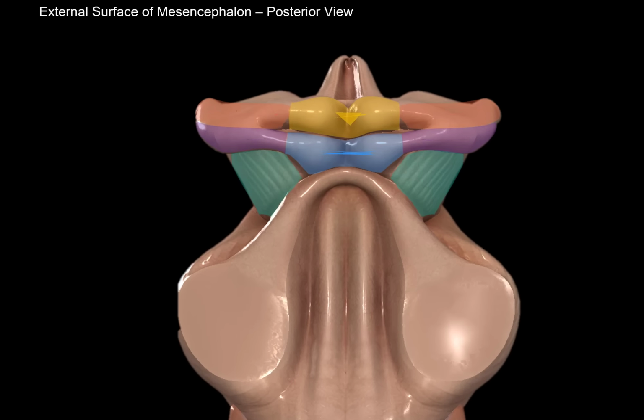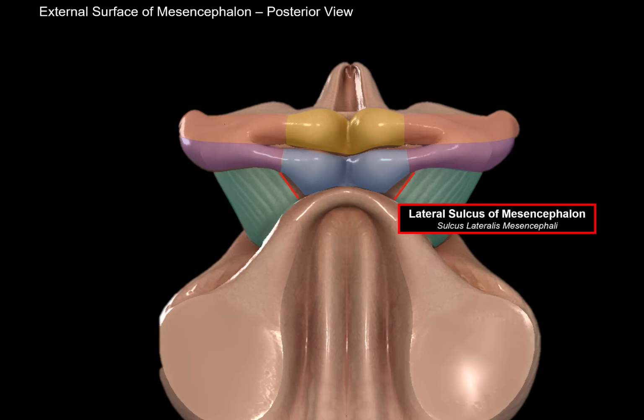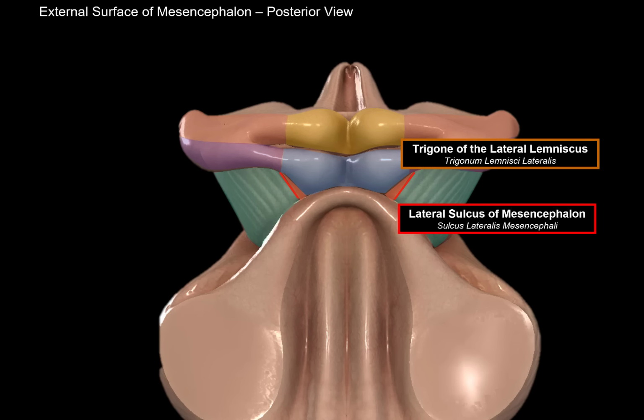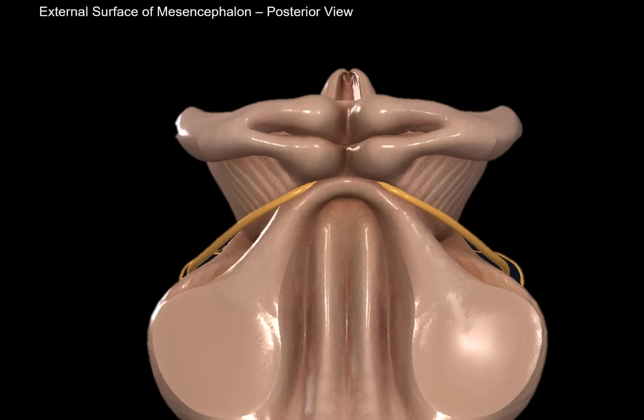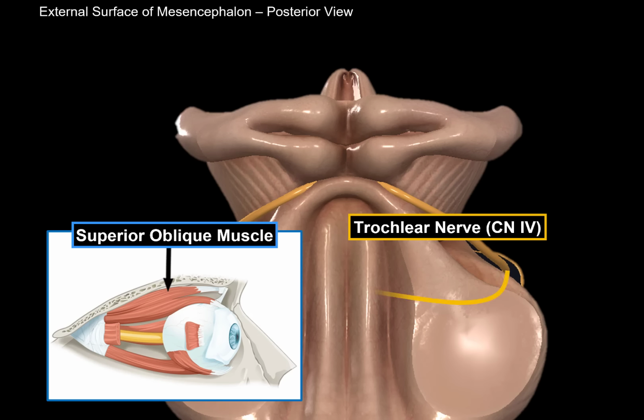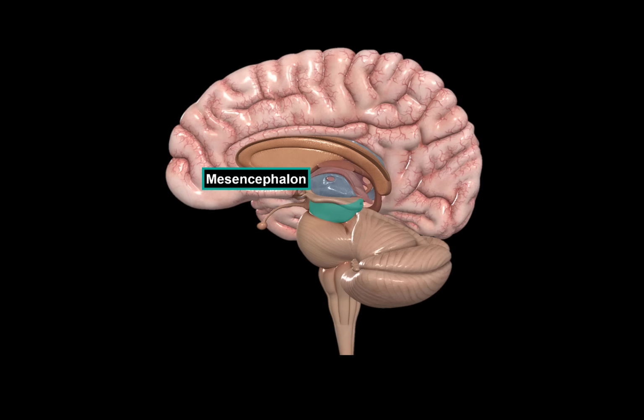Another structure you will find on the posterior surface is the lateral sulcus of the mesencephalon. This is the border between the cerebral peduncles and the posterior surface of the midbrain. Another thing you will find here is the trigone of the lateral lemniscus, located in this area. And then below the inferior colliculus, you'll find the cranial nerve number 4, called the cochlear nerve, which will turn around to the anterior side to innervate the superior oblique muscle of the eye. So that was everything for the external surface of the midbrain.